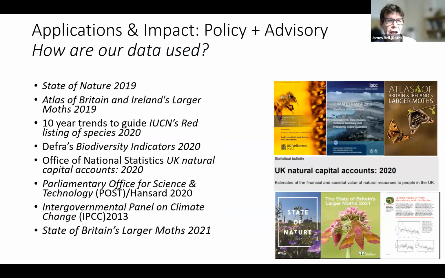Again, just like to say how we use our data. Of course, the state of nature, the atlases that are being produced, but also feeding into the Office of National Statistics about habitat and ecosystem changes, and trying to have a policy response to insect declines through the Parliamentary Office for Science and Technology. And you can read that online if you want to. Also look at evidence in Hansard, where moth decline is discussed. And our work is cited also in the Intergovernmental Panel on Climate Change too. So a lot of work that we do is really important to inform the debate.